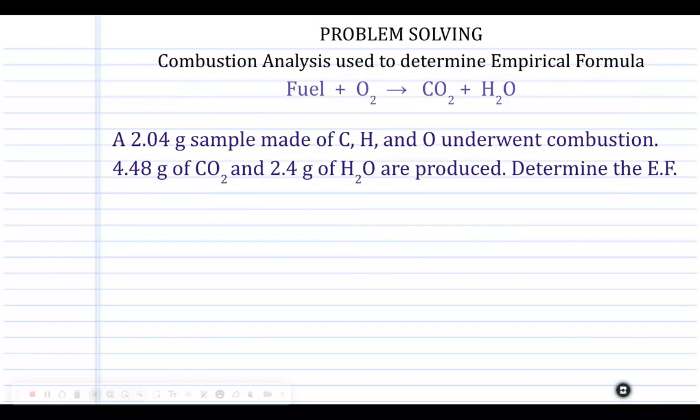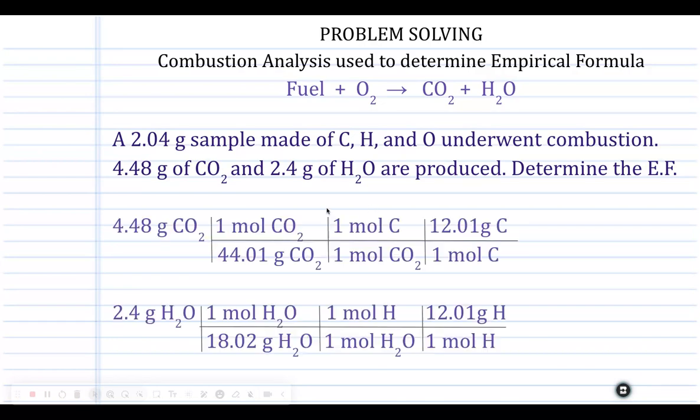So let's say I have 2.04 grams of a sample. It's made of C, H, and O. I threw it through the combustion chamber, and I figured out that I can make 4.48 grams of carbon dioxide and 2.4 grams of water. We have to determine the empirical formula from this. Well, because that fuel is my only source of carbon and my only source of hydrogen, and because my carbon and hydrogen end up in different spots, they're never together, I can use some quick stoichiometry to help me figure this out.